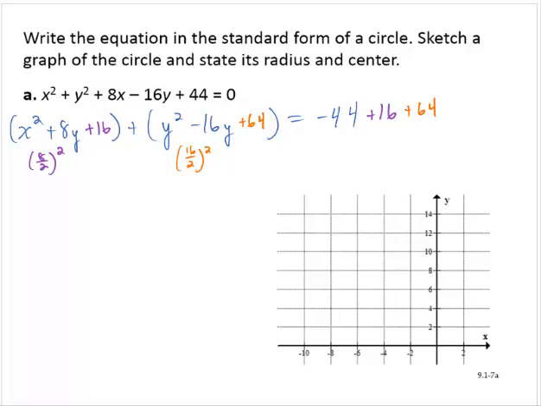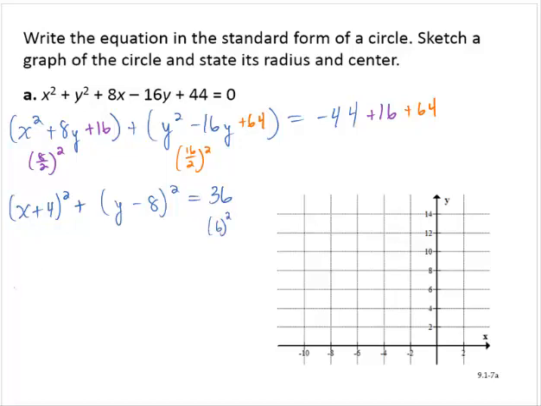The first quantity is a perfect square trinomial and factors as x plus 4 squared. The second quantity is a perfect square trinomial and factors as y minus 8 squared. The right-hand side, if you go through all of that addition, negative 44 plus 16 plus 64 is 36, which is 6 squared.